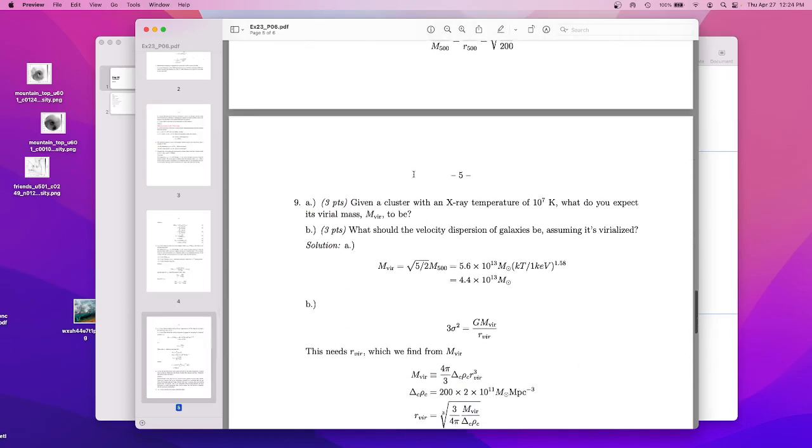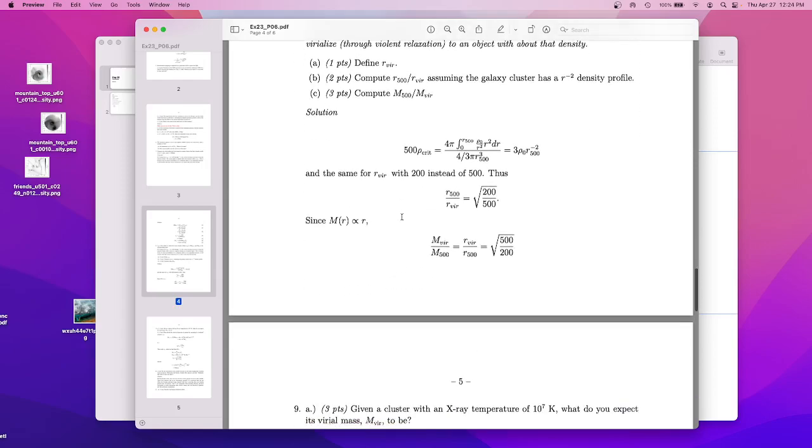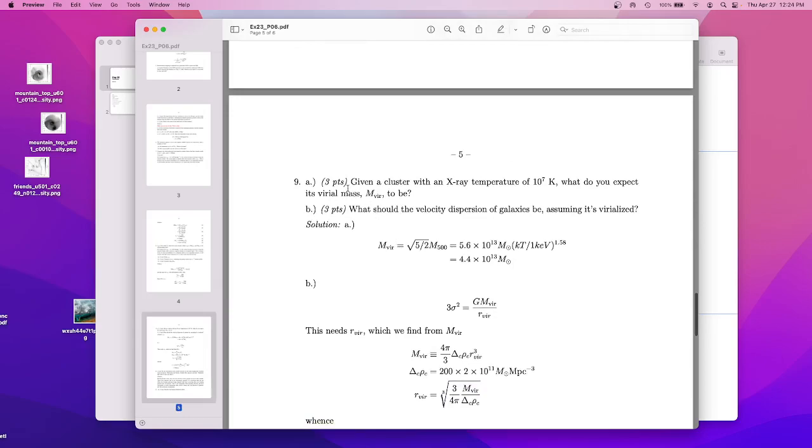And then the next thing, the reason that I gave this problem at all is because a lot of the scaling relationships that are in the book are relative to M500, and I don't feel like recomputing everything. We'll just be consistent with what the literature says. So given a cluster that has an X-ray temperature of 10 to the 7, what do you expect its virial mass to be?